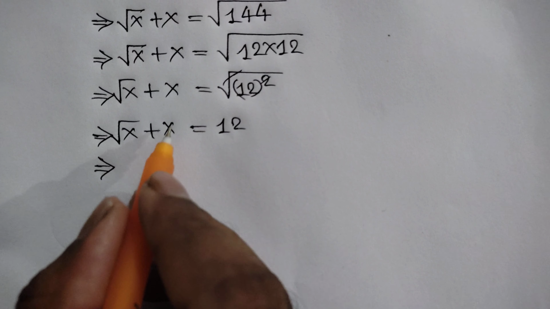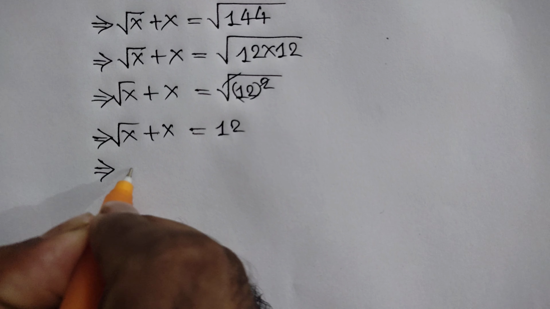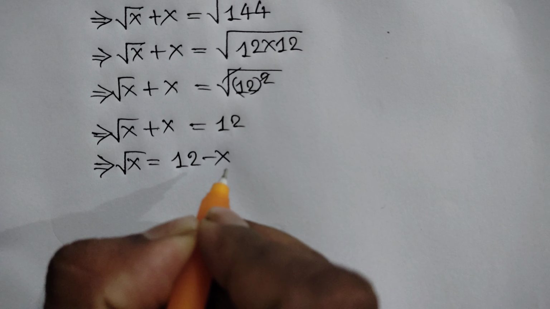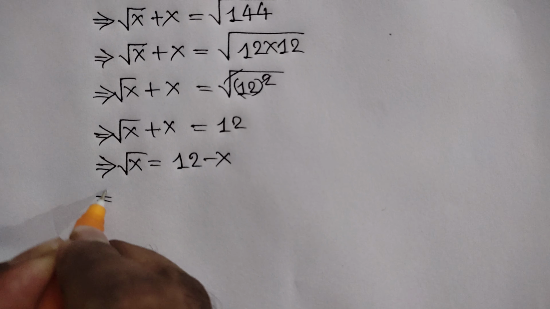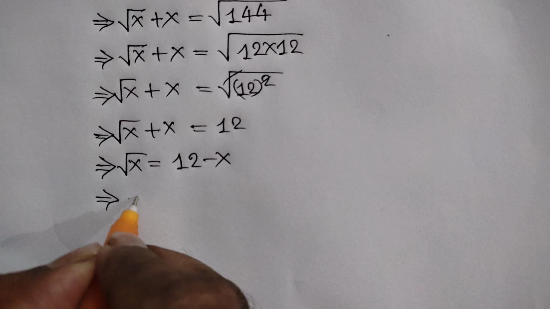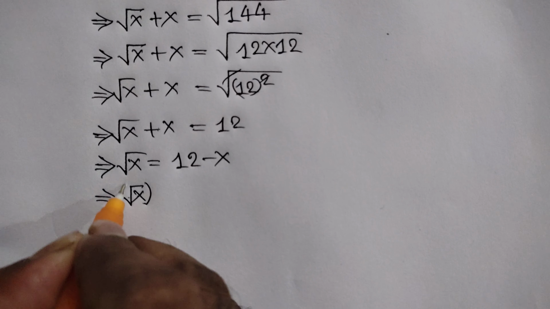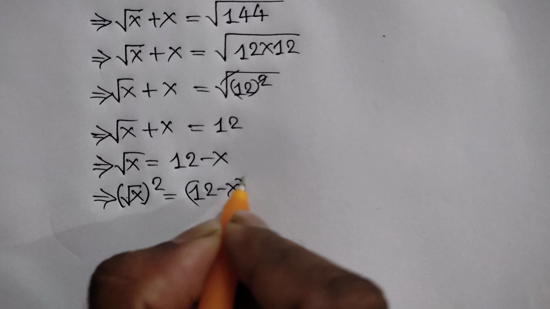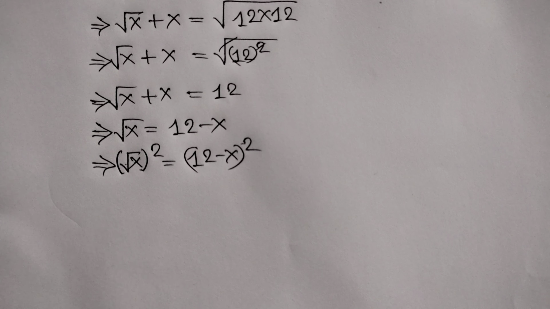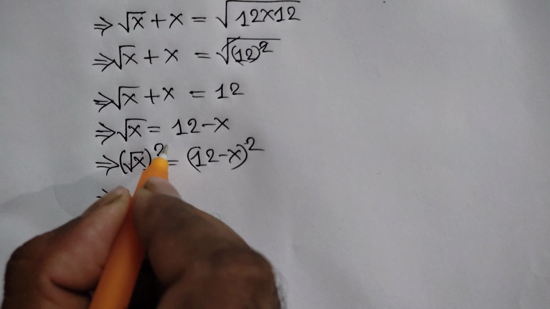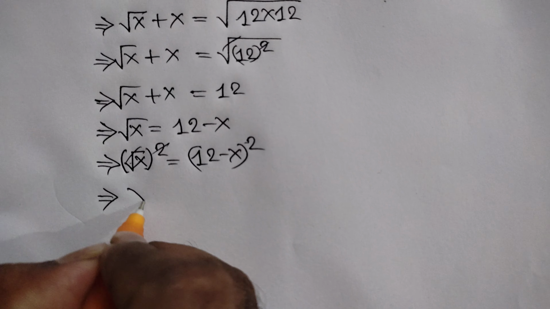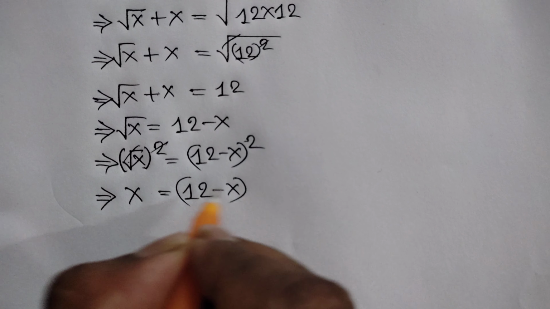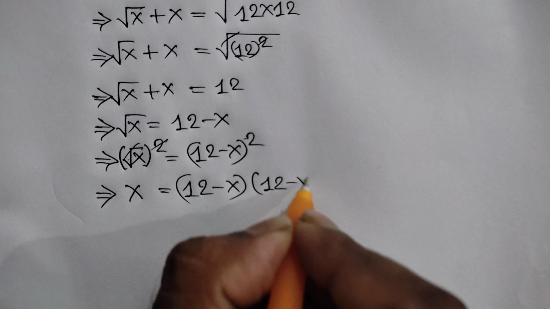Now taking this x to the right side, we can write here square root of x is equal to 12 minus x. Now squaring on both sides, we can write square root of x whole square is equal to 12 minus x whole square. The square cancels the square root, so here we will get x is equal to 12 minus x times 12 minus x.